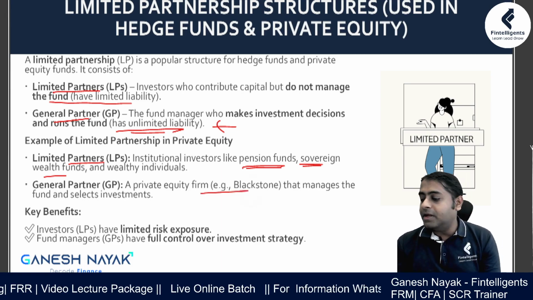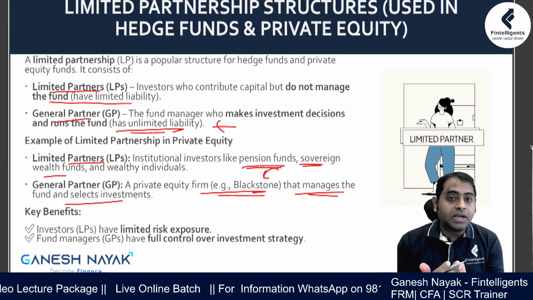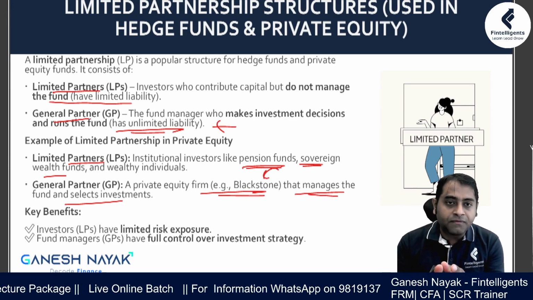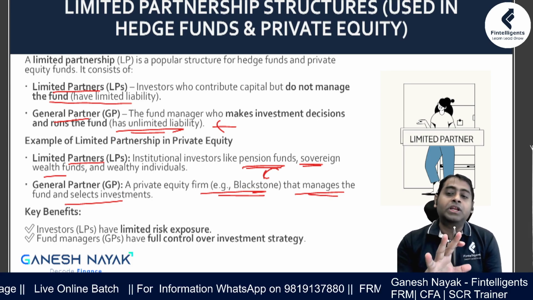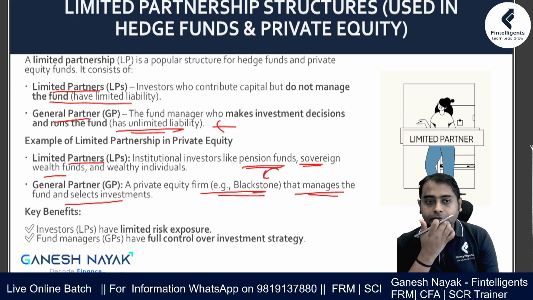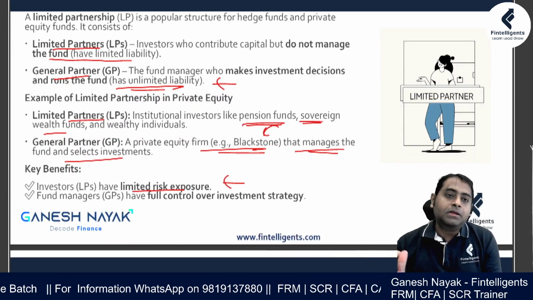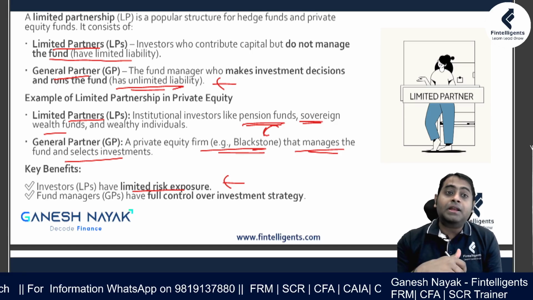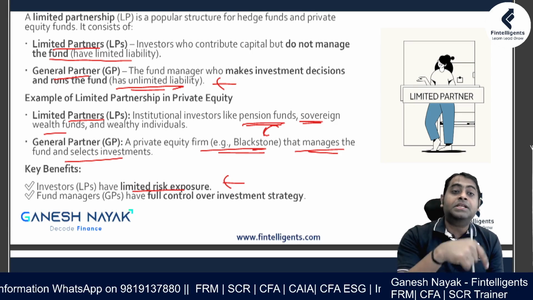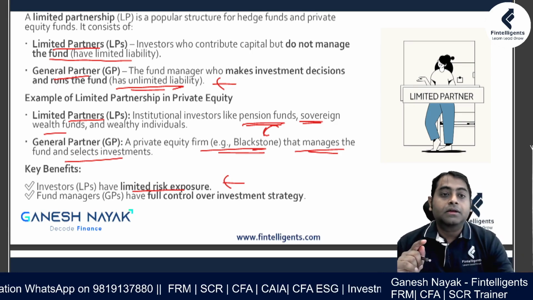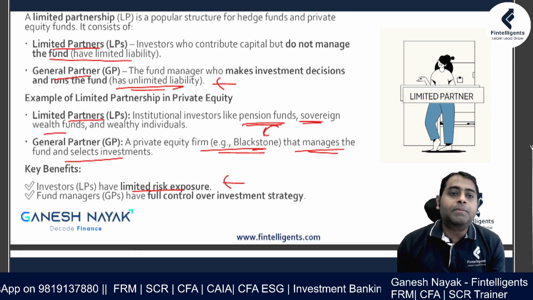So take a private equity fund like Blackstone. Whoever is the investor who has put money into that particular Blackstone fund, the fund is managed by Blackstone. But I am an investor, I have only a limited amount of risk. What is the benefit for me as a limited partner? The risk is limited. The fund manager, even though they are taking unlimited risk, has full control. They can decide where the money is going to get invested. So they have more control and more flexibility in decision making, which a limited partner does not have.